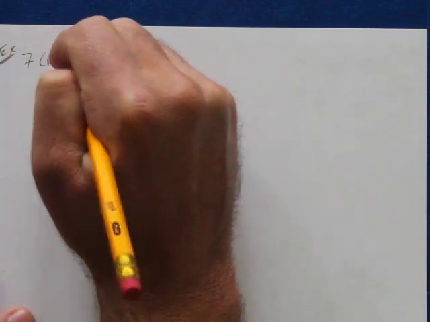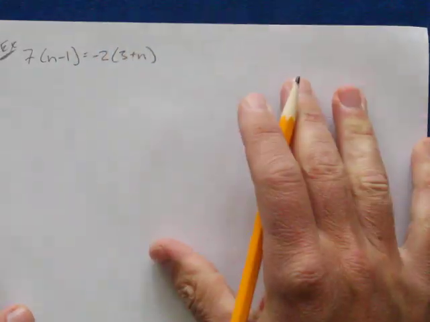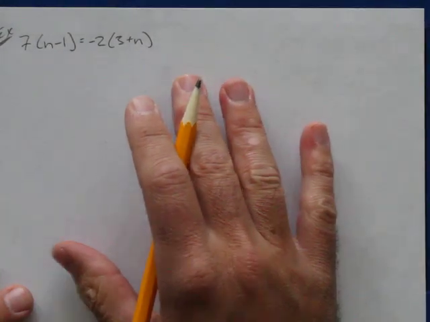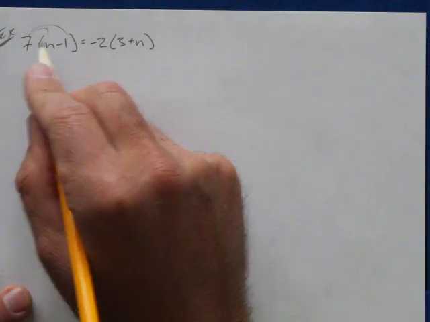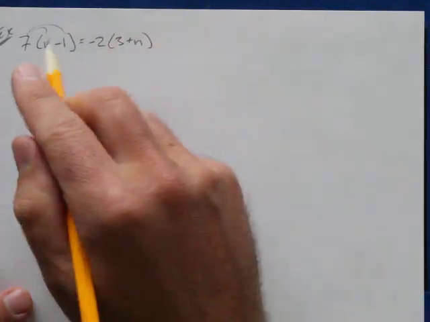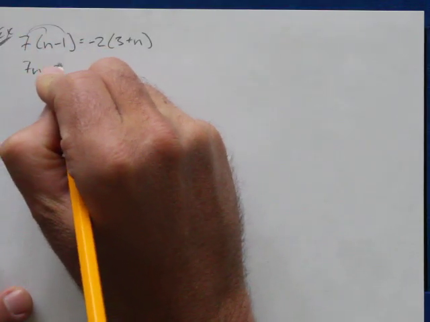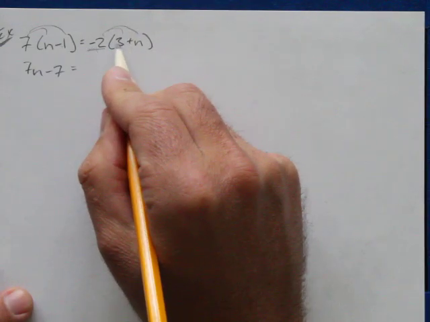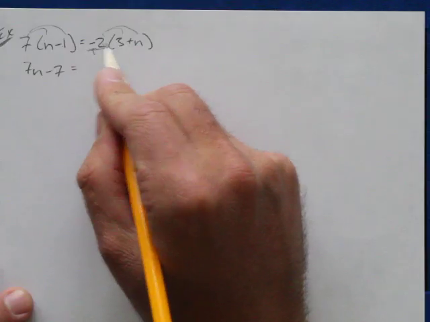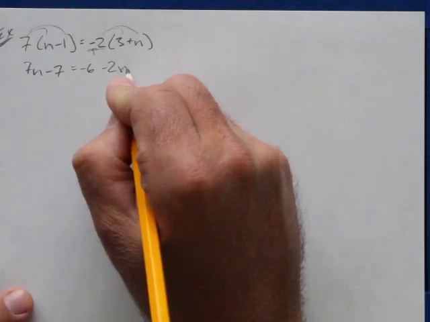7 times n minus 1 equals negative 2 times 3 plus n. All right, we'll do this one together. I'll give you a you try, and then we'll just keep moving. I'm making sure I distribute the 7 to both of these terms. 7n minus 7 equals, now I've got to distribute here the negative 2. I got to multiply both of these things by negative 2. Negative 2 times 3 is negative 6. Negative 2 times n is negative 2n.